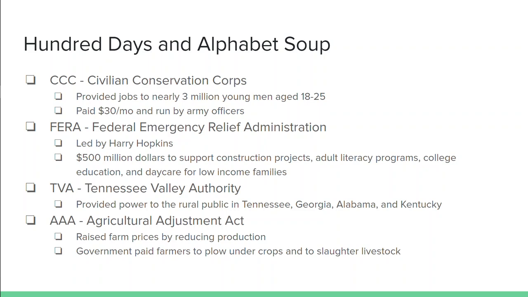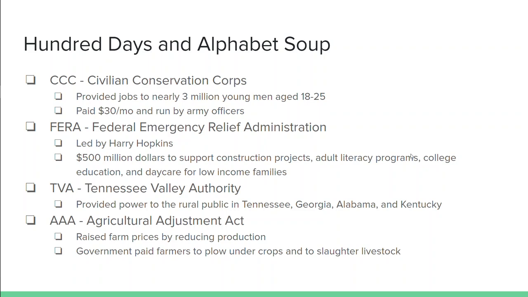On top of that, the CCC was run by the Army, by Army officers. And so the CCC camps were these semi-military atmospheres where the workers receive drill, they're disciplined, and they live basically in a barracks and in a camp. Now, if you are in or around Carrollton or Villa Rica, there was actually a CCC camp, a Civilian Conservation Corps camp, just a little bit south of where the Walmart is next to Interstate 20.